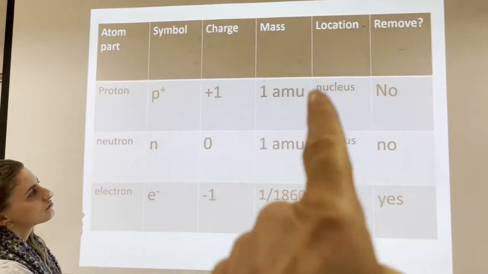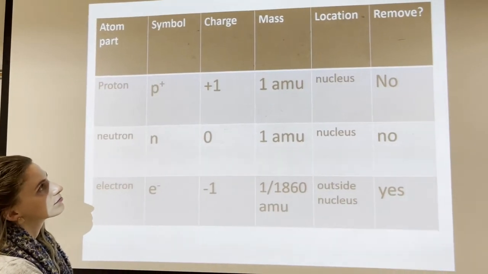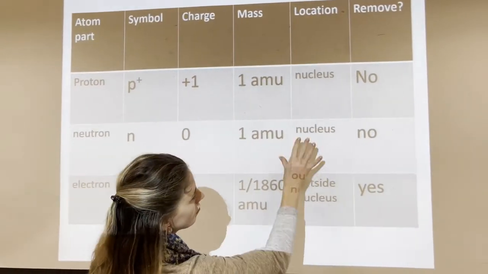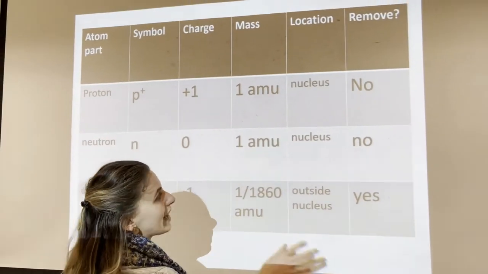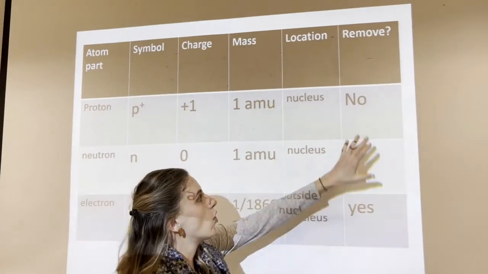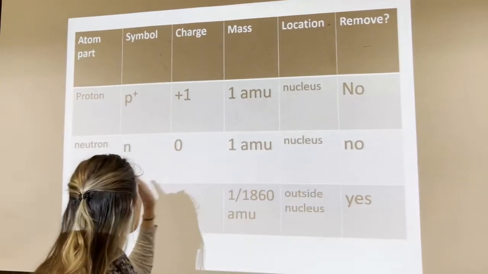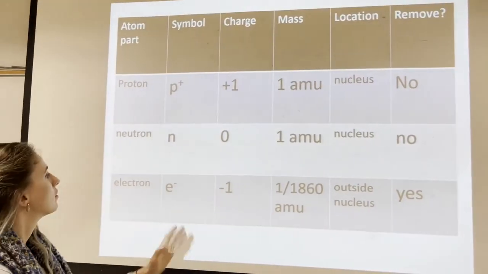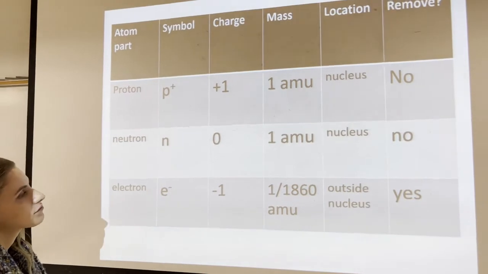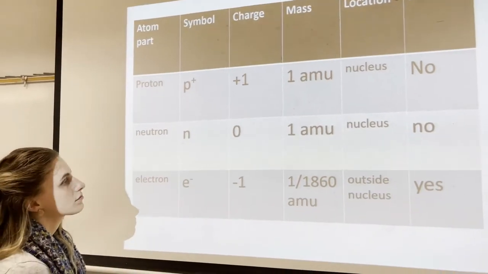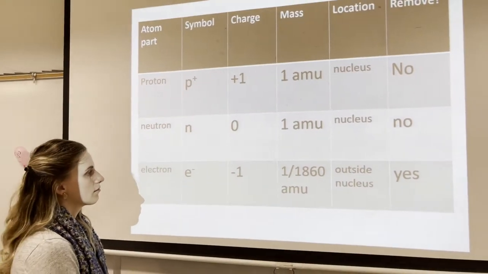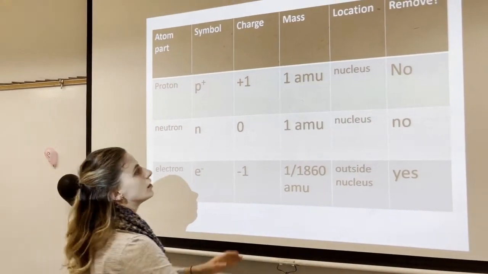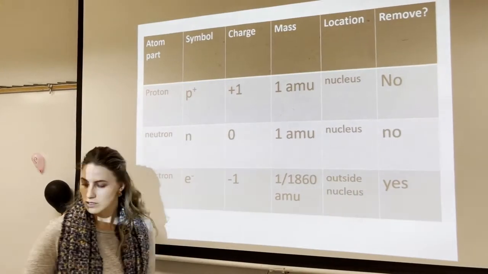Mass is less important than this other stuff. Location: the proton and neutron are both in the nucleus, the electron is outside the nucleus. But can it be removed? The only one that can be removed is the electron. To get things out of the nucleus requires incredibly high energies, and you don't encounter that in nature. So these are the main two columns you need to understand.